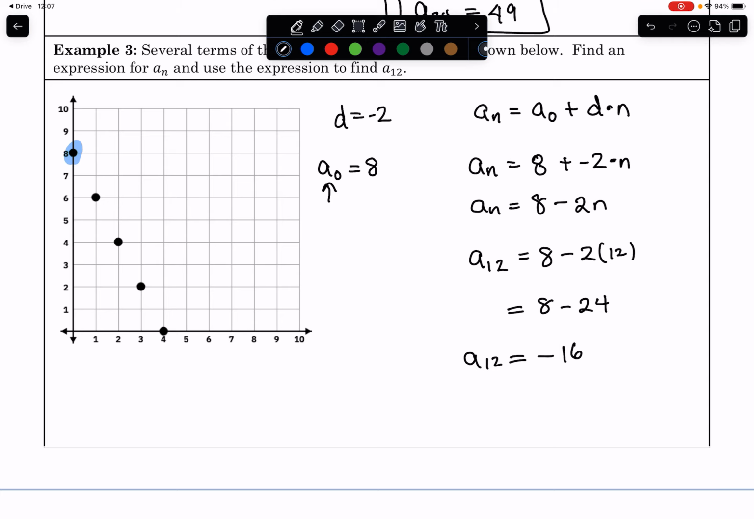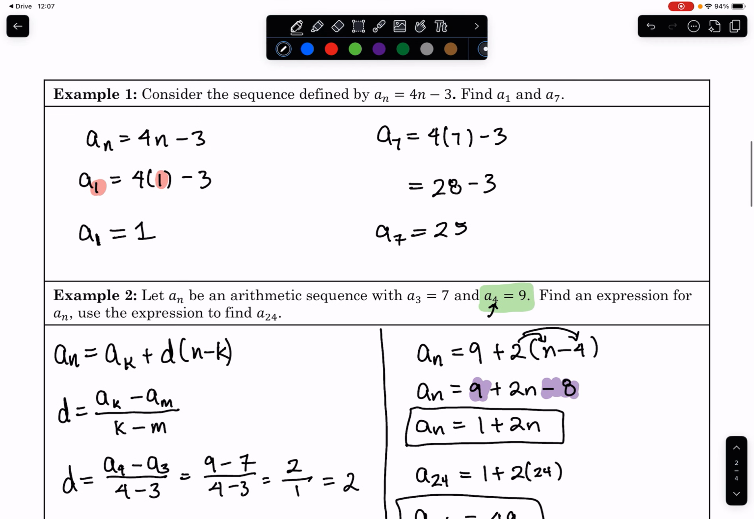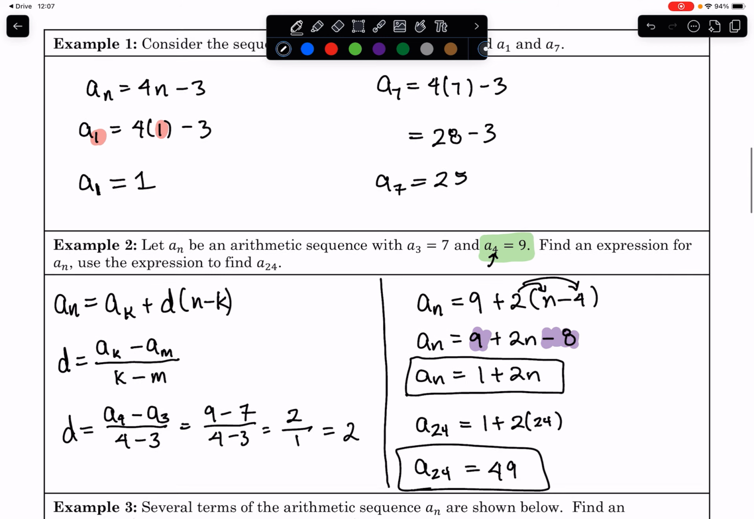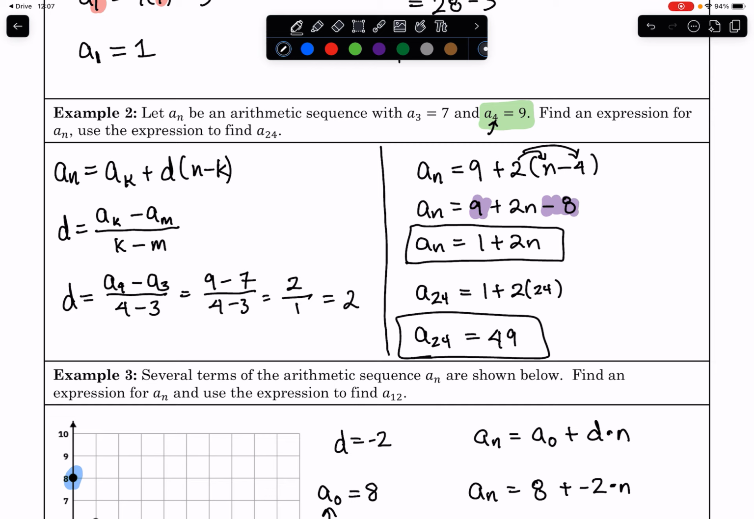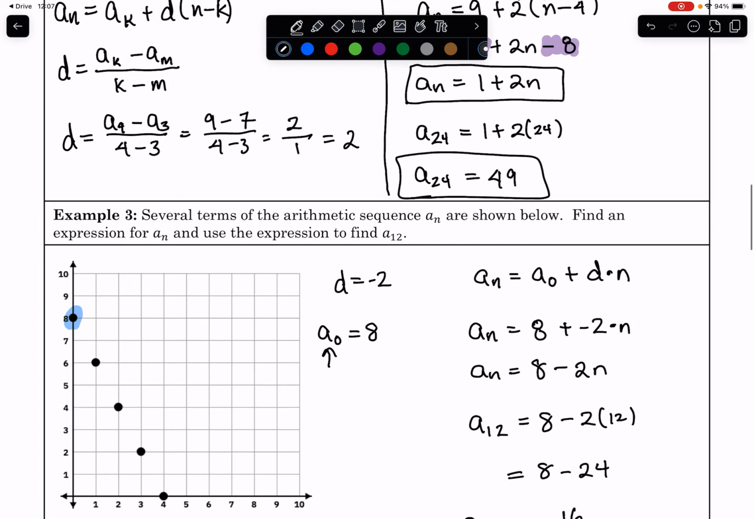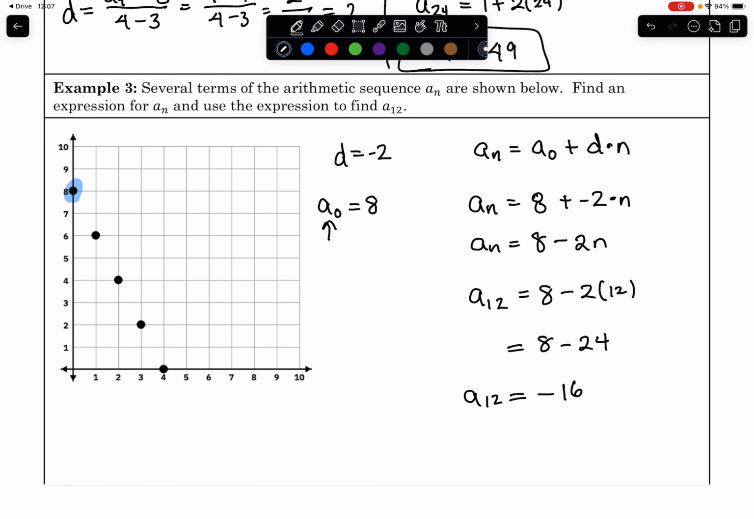So there you have it. This is what you need to know how to do with arithmetic sequences. Know how to evaluate an arithmetic sequence. If you're given an arithmetic sequence, know how to figure out any term in the sequence. Know how to use 2 points, or 2 numbers in a sequence, and only 2 numbers, to determine the formula or expression for the sequence, and then use it to evaluate. And the same thing with a graph. If we're given a specific term in the sequence, we can then do that.